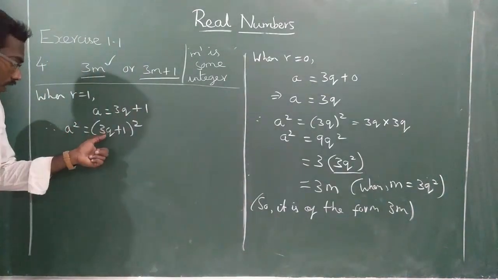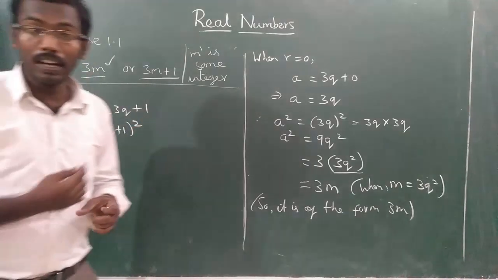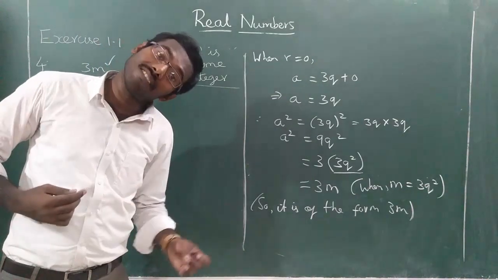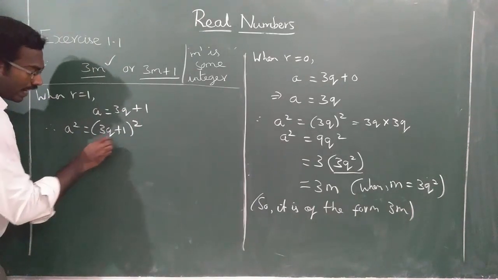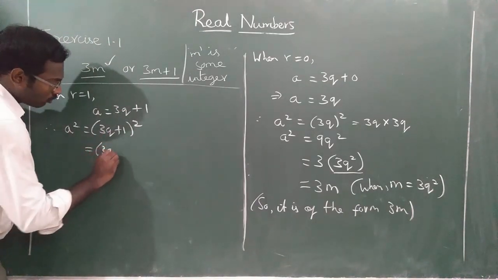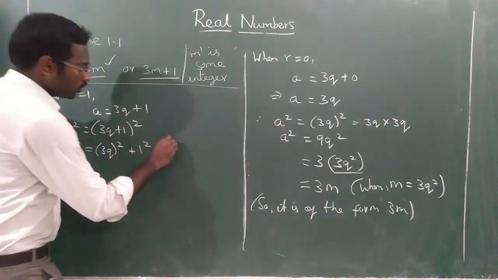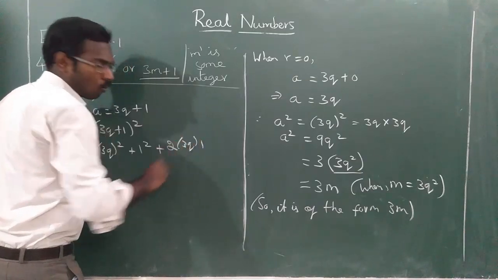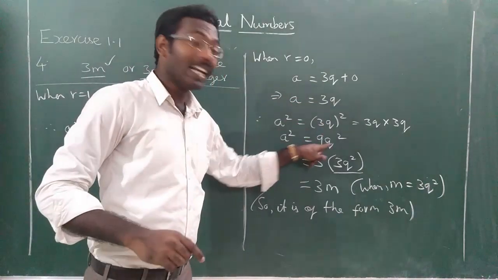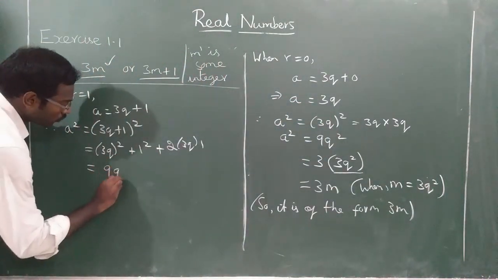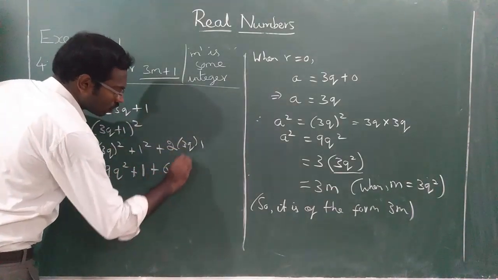Now, this is of the form a plus b the whole square. You have studied in 9th standard and 8th standard also. The a plus b the whole square formula is a square plus b square plus 2ab. This is a, this is b. So 3q square plus 1 square plus 2ab, 2 into 3q into 1. 3q square is 9q square. So 9q square plus 1 square is 1 plus 2 3s are 6.